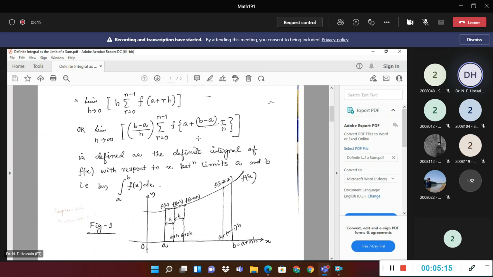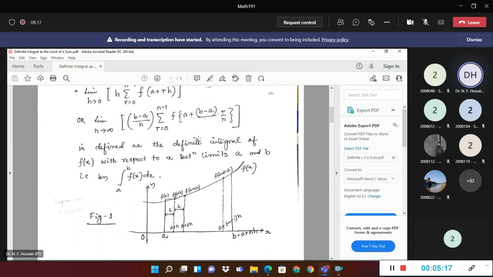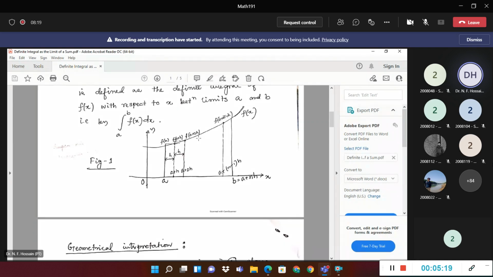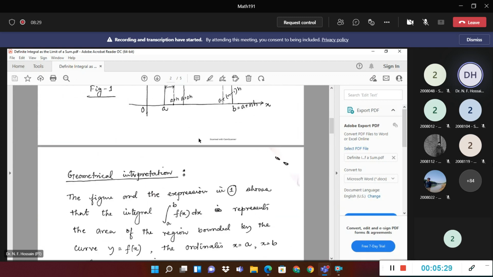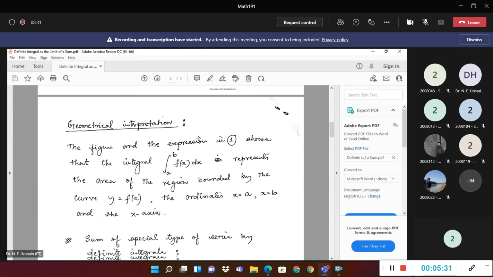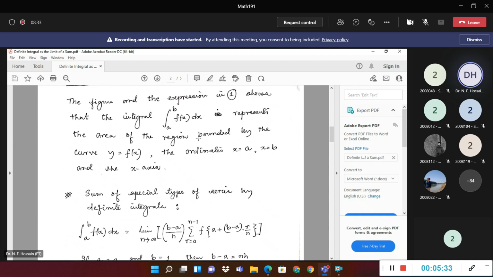But the geometrical interpretation is this: it gives the area of the region bounded by the curve y equal to f(x), the two ordinates x equal to a, x equal to b, and the x-axis. Actually, I have explained it.